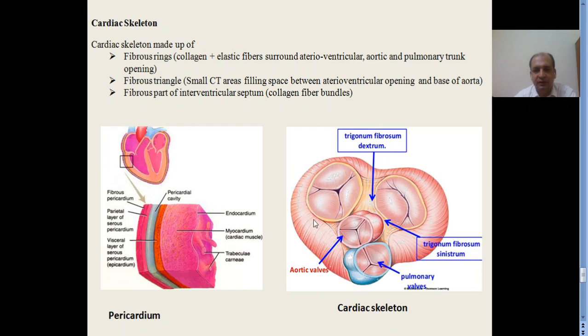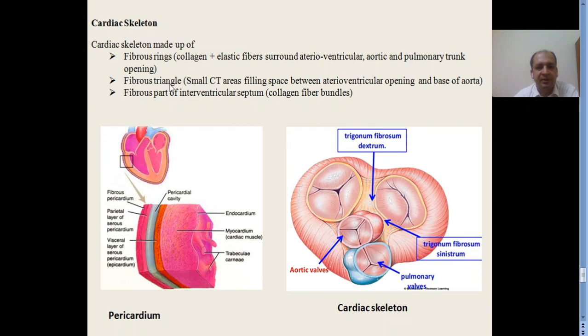This is one ring, and this one is the aortic valve ring. These are the valves present at the aorta, and this is the pulmonary valve that is also surrounded by a ring. So these rings are part of the cardiac skeleton.